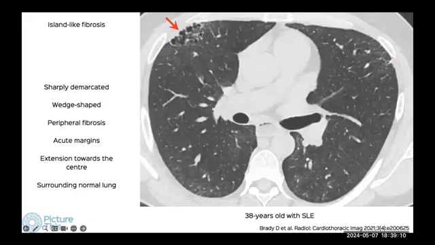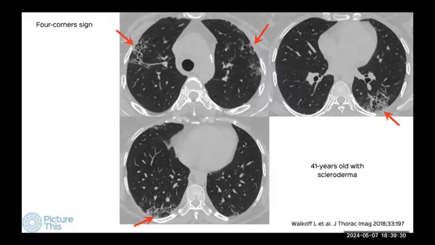Another recently described sign is island-like fibrosis, where the intervening lung parenchyma is normal, but we get these wedge-shaped areas of honeycombing, traction bronchiectasis, and reticular opacities. These typically occur in the CTDs that are also vasculopathies, and so are commonly seen with SLE and scleroderma.